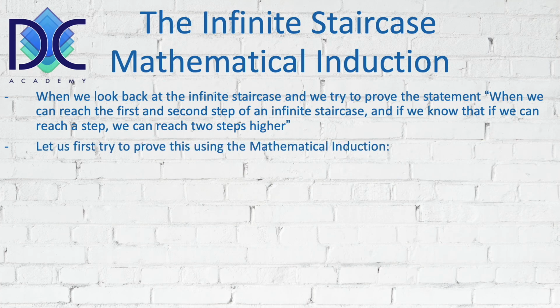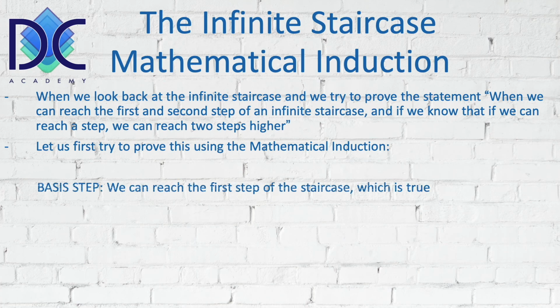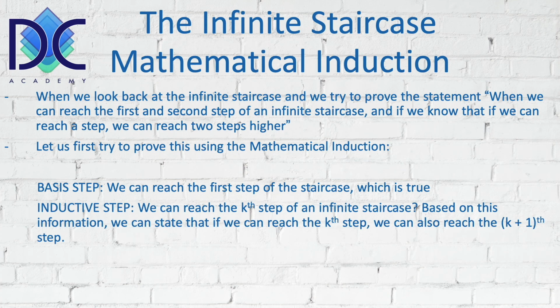We try to prove this using the classical method of mathematical induction. The basis step is true. We can reach the first step of the staircase, so the basis step is already proven. Now we have to look at the inductive step. It means if I reach a step, can I reach two steps higher? We want to prove that if we can reach the kth step, we can also reach the k plus first step?